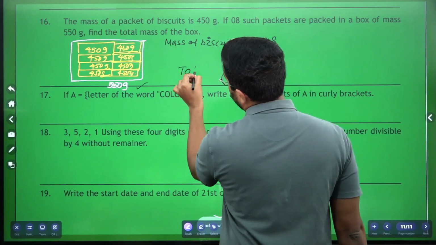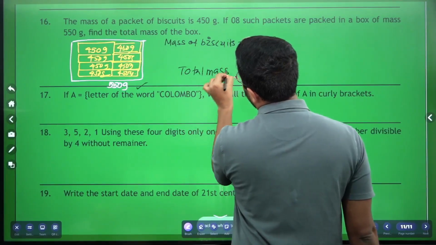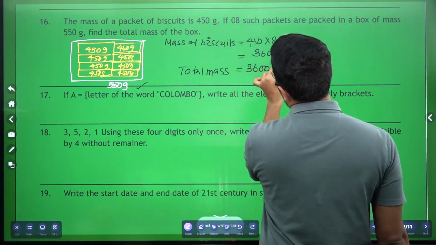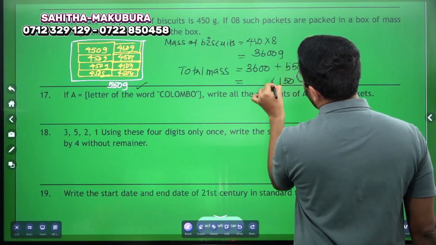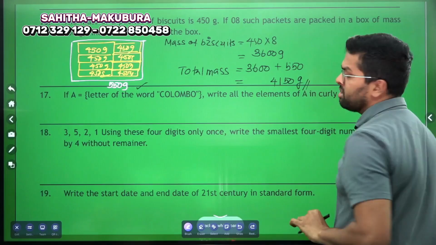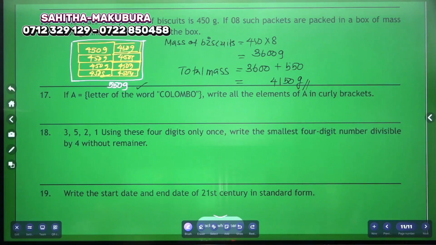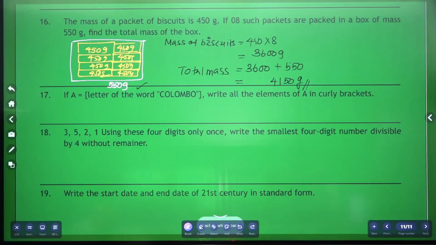So what is the total mass? The total mass is 3,600, and then we have to add 550. So what is the answer? Is the answer 4,150? Who got this correct answer? Raise your hand if your answer is correct. Right.